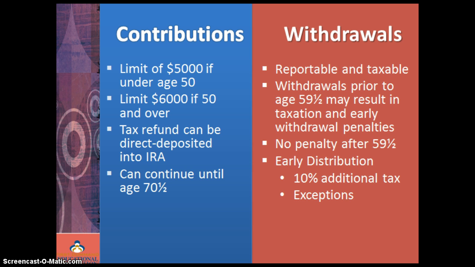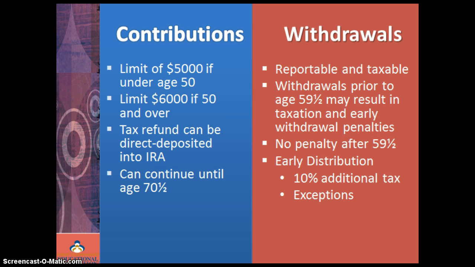Withdrawals from traditional IRAs are reported and taxable. You can withdraw assets from a traditional IRA without additional tax once you have reached age 59 and a half. A withdrawal prior to age 59 and a half is called an early distribution, which may be subject to a 10% additional tax. There are certain exceptions to this general rule.